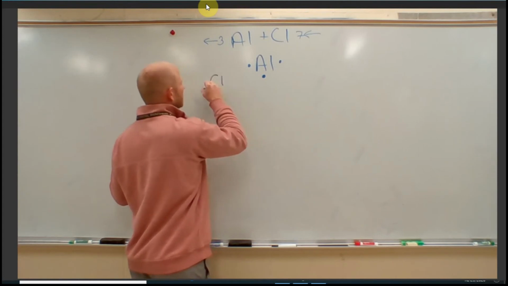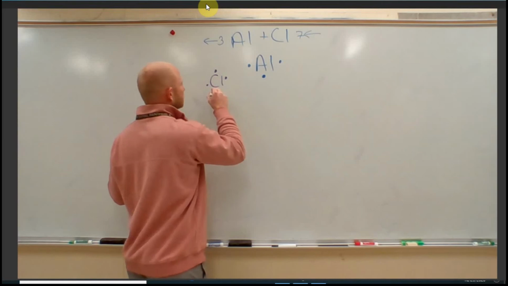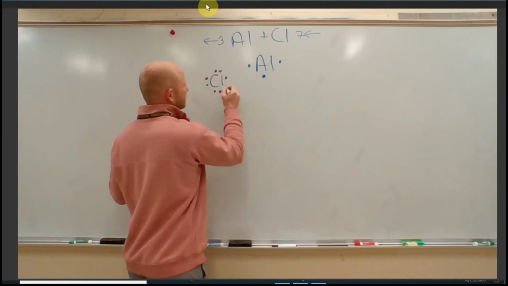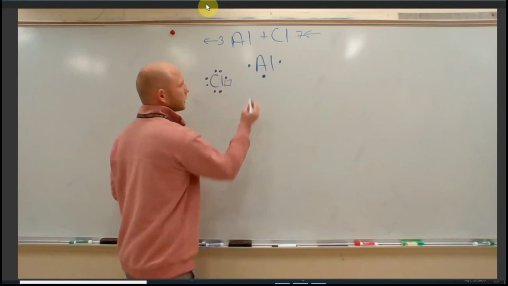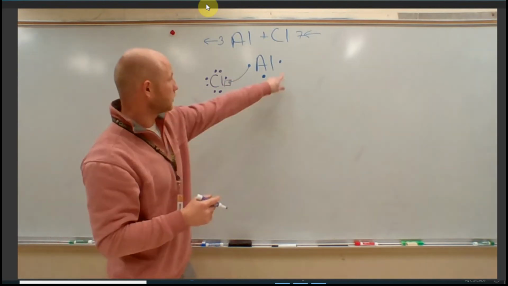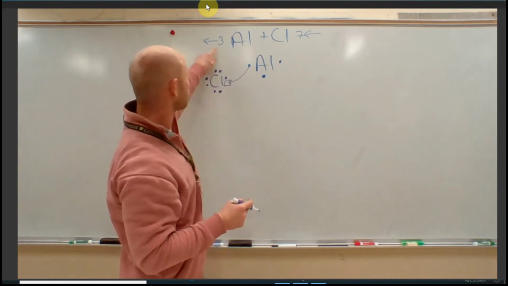Let's start here. 1, 2, 3, 4, 5, 6, 7. So we have our empty spot right here. 1 electron will be given there. So we still have these 2 to give up, right? It's got to give up 3 electrons.